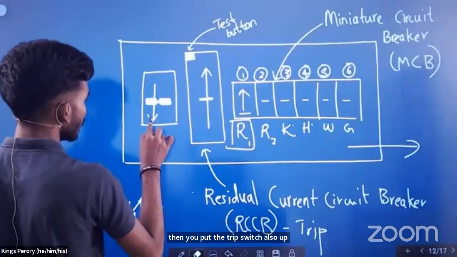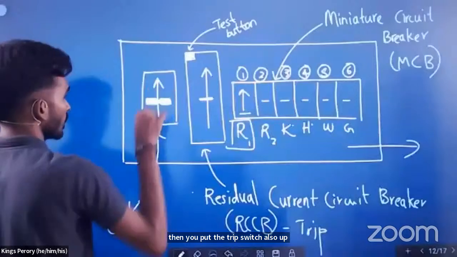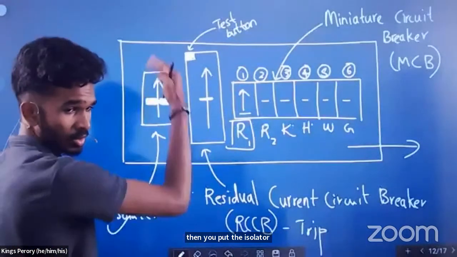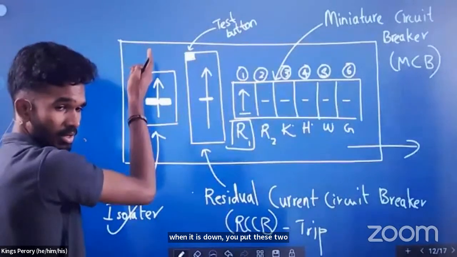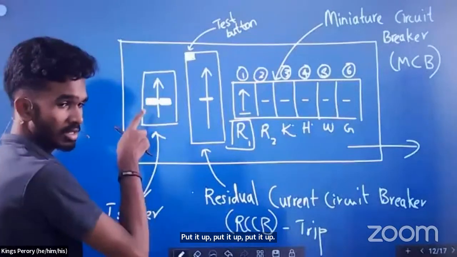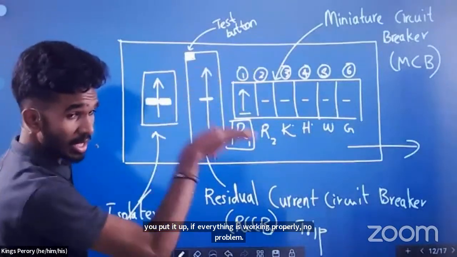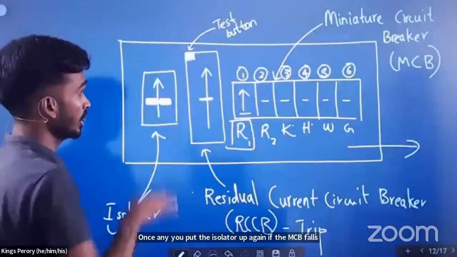Then you put the isolator up. Maybe reverse you need to come. When it is down, you put these two, put it up, put it up, put it up. Once you put it up, if everything is working properly, no problem. Once when you put the isolator up, again if the MCB falls down, or sometimes with the MCB, the trip switch will also fall down. Then you don't go to do it again.